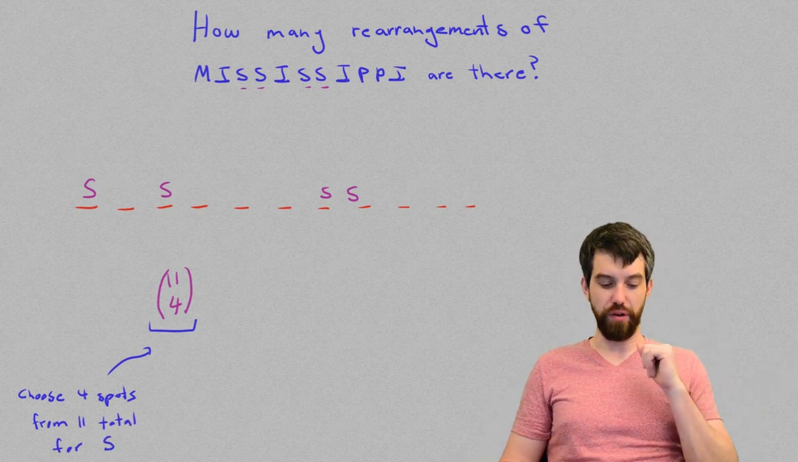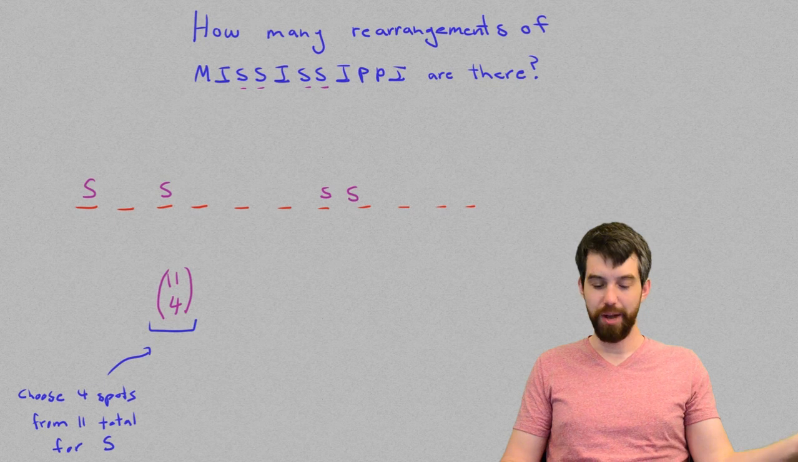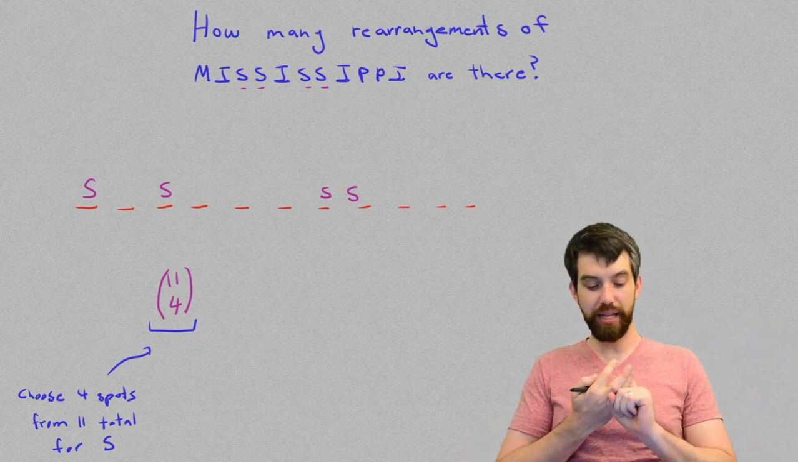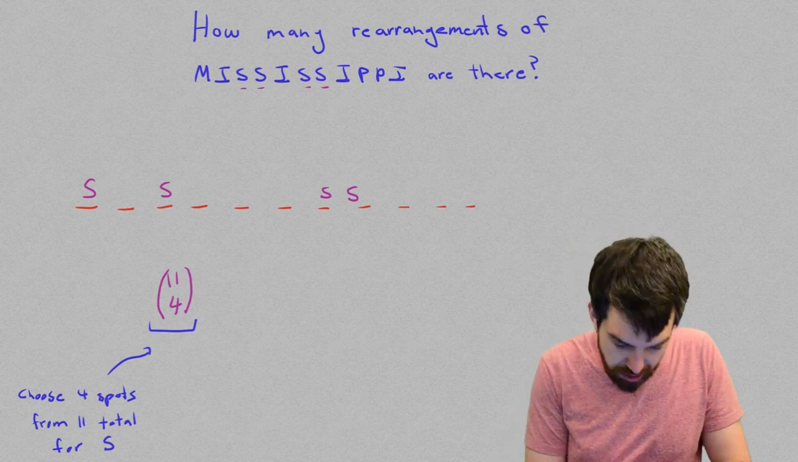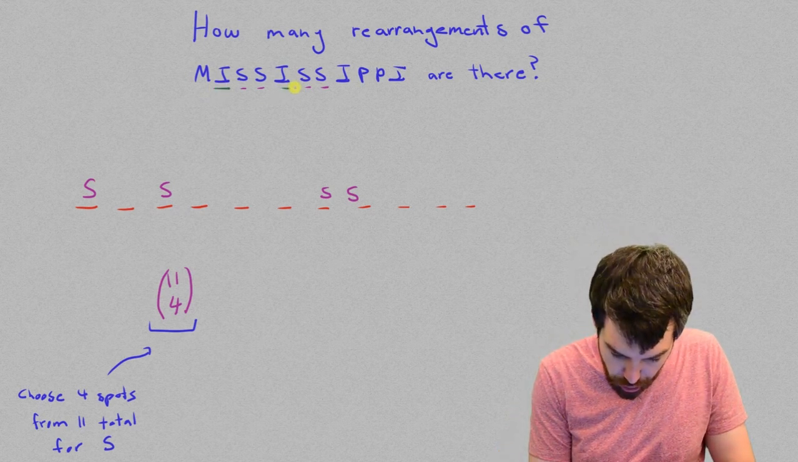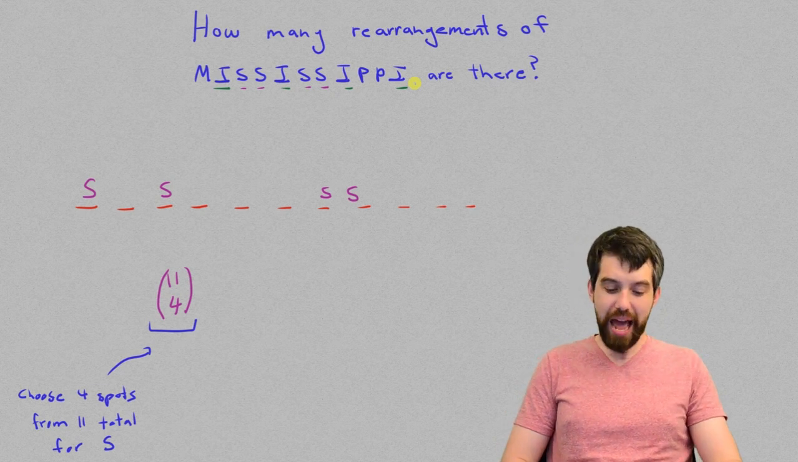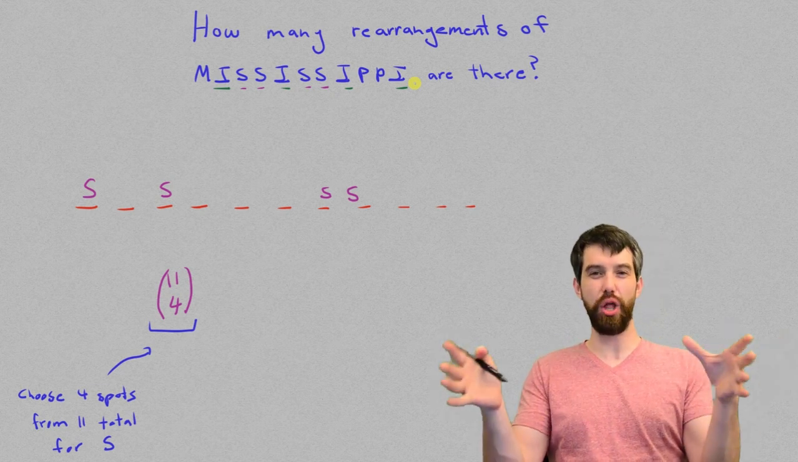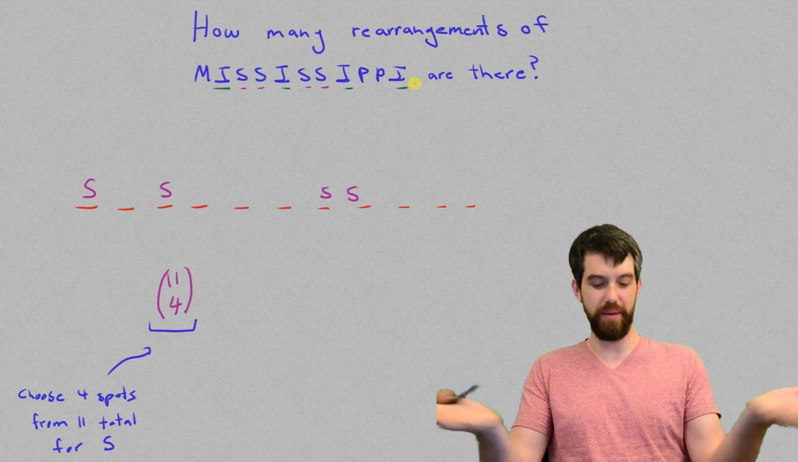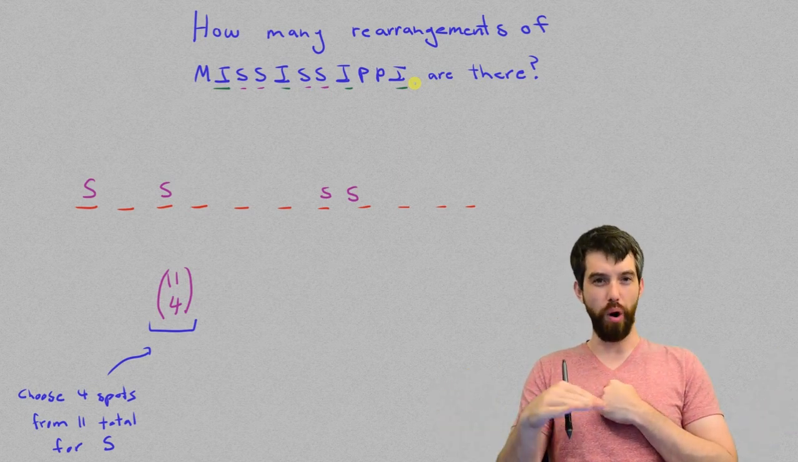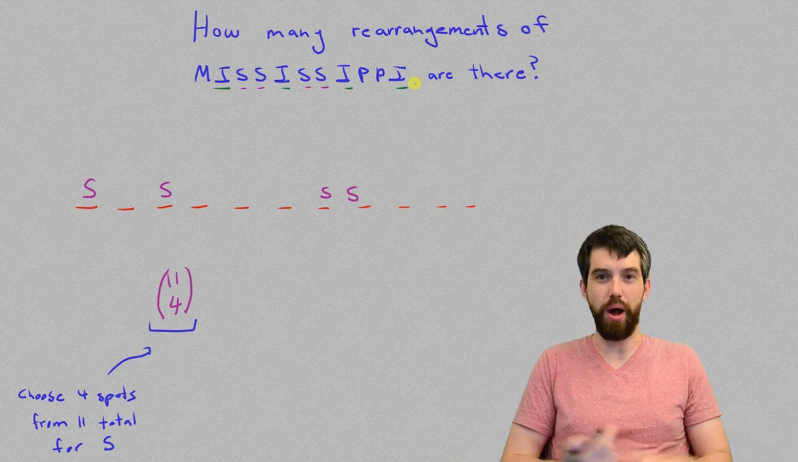All right, that was wonderful. So now I've chosen where the S's go, but I still have to figure out where the I's go and where the P's go and where the M goes. Let's do I next. And it turns out we have 1, 2, 3, 4 different I's. And so what I have remaining is, of those 11 slots, 4 of them have already been determined because I've determined the S's first. So 11 minus 4 leaves 7 open spots.